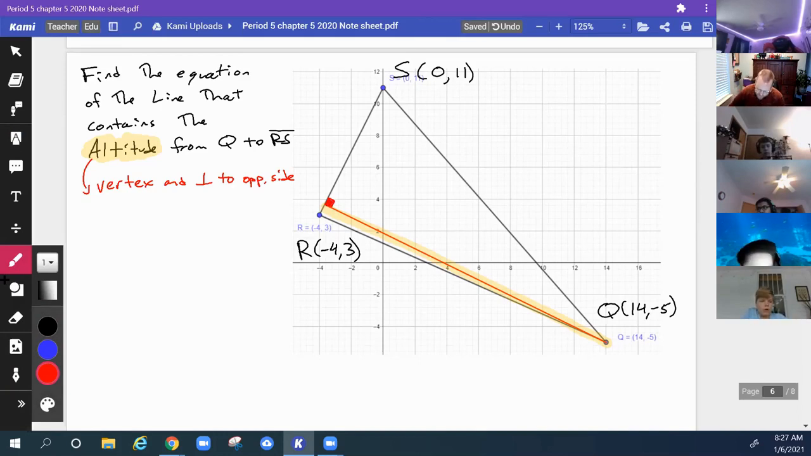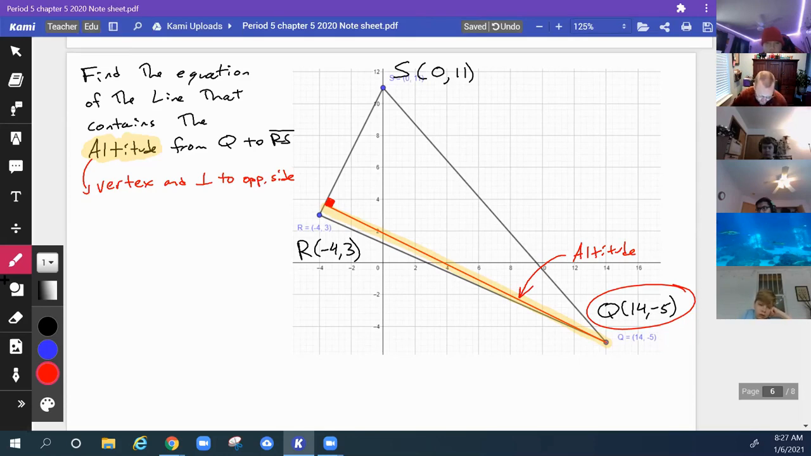And this right here is the altitude. And it came from the vertex Q, okay? So that's going to be my altitude. In this case, it is in the triangle. It could be outside the triangle. It's a little bit trickier to do that, but it's the same process.